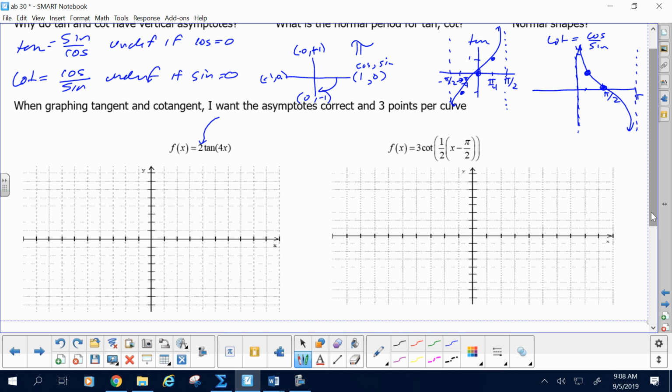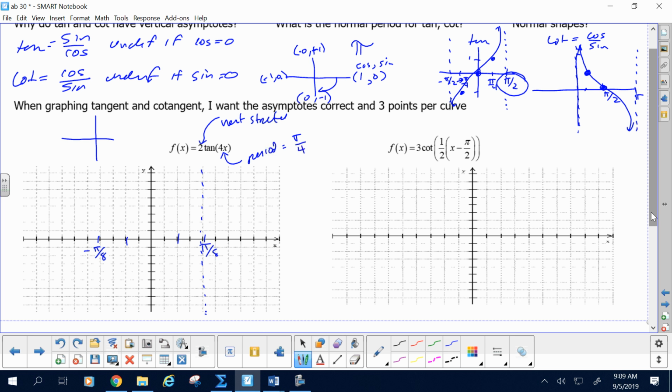What will the 2 do? Vertical stretch. What will the 4 do? Changes the period. So the period now, instead of being pi, will be pi over 4. It's a horizontal compression. So if it's pi over 4 period, then instead of the asymptote being at pi over 2, it's pi over 8. Okay, so let's go pi over 8. I'm going to put that 4 boxes out, and negative pi over 8 is 4 boxes left of the axis, and those will be asymptotes.